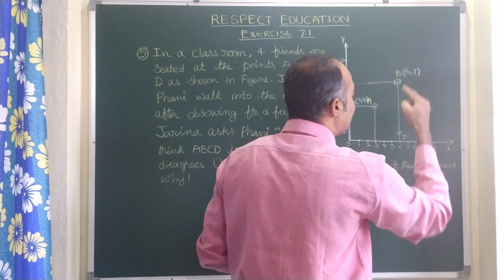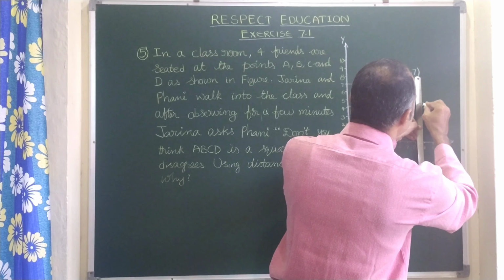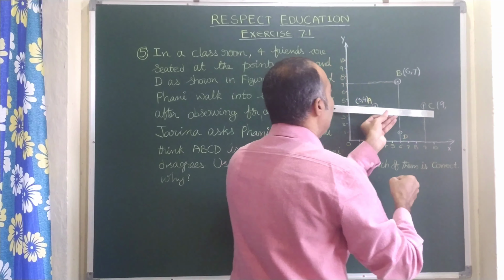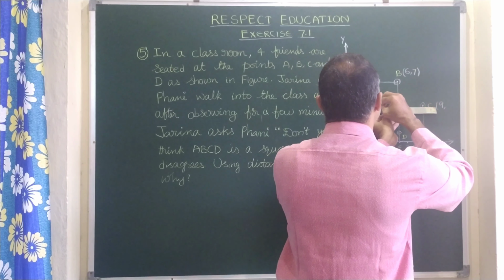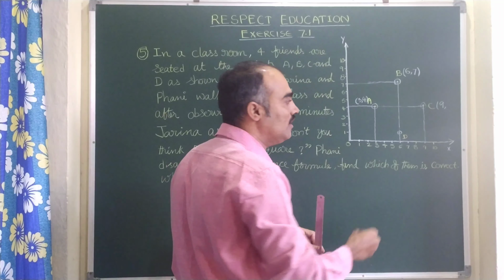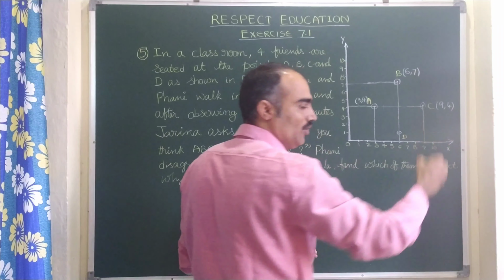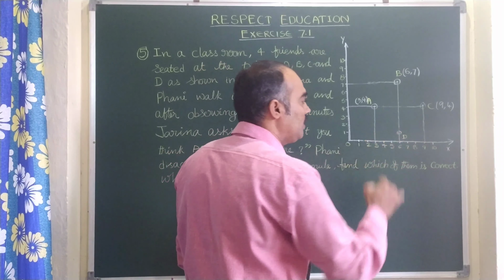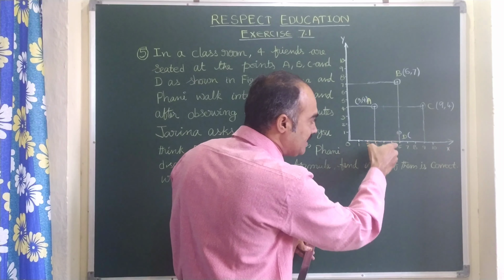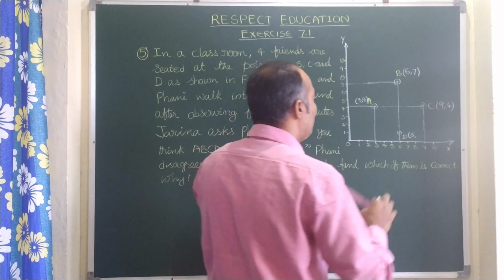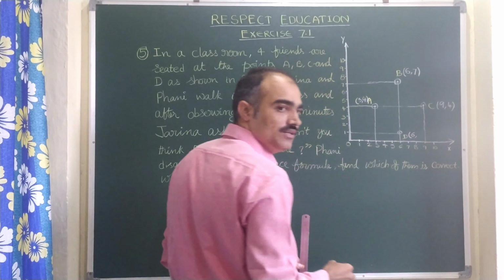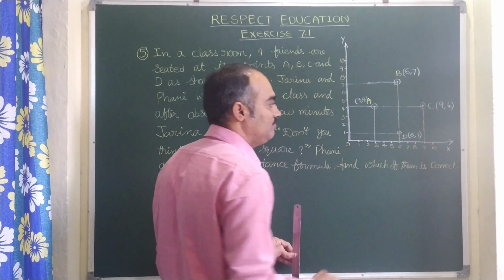Now let us write C. See here, C coincides with 9 on the x axis. So it is 9. Here you see that A and C lie on the same straight line, so the y coordinate of C coincides with 4. So C is (9, 4). Now let us go to the 4th point D. The x coordinate of D is 6, and the y coordinate of D coincides with 1. So D is (6, 1).